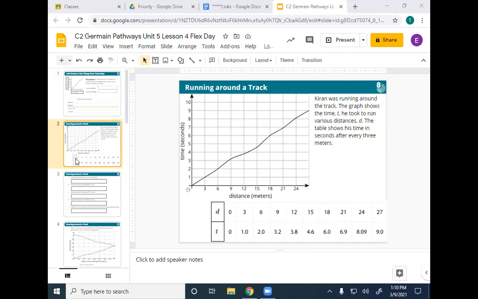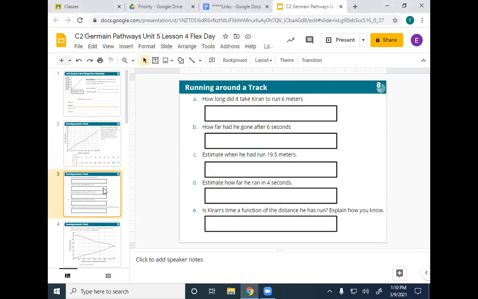Okay, so we were given this graph and this table here. We could use either one of them to answer these questions. The first question on 3 says, how long did it take Kieran to run 6 meters? So let's see what people are thinking. How long did it take Kieran to run 6 meters?